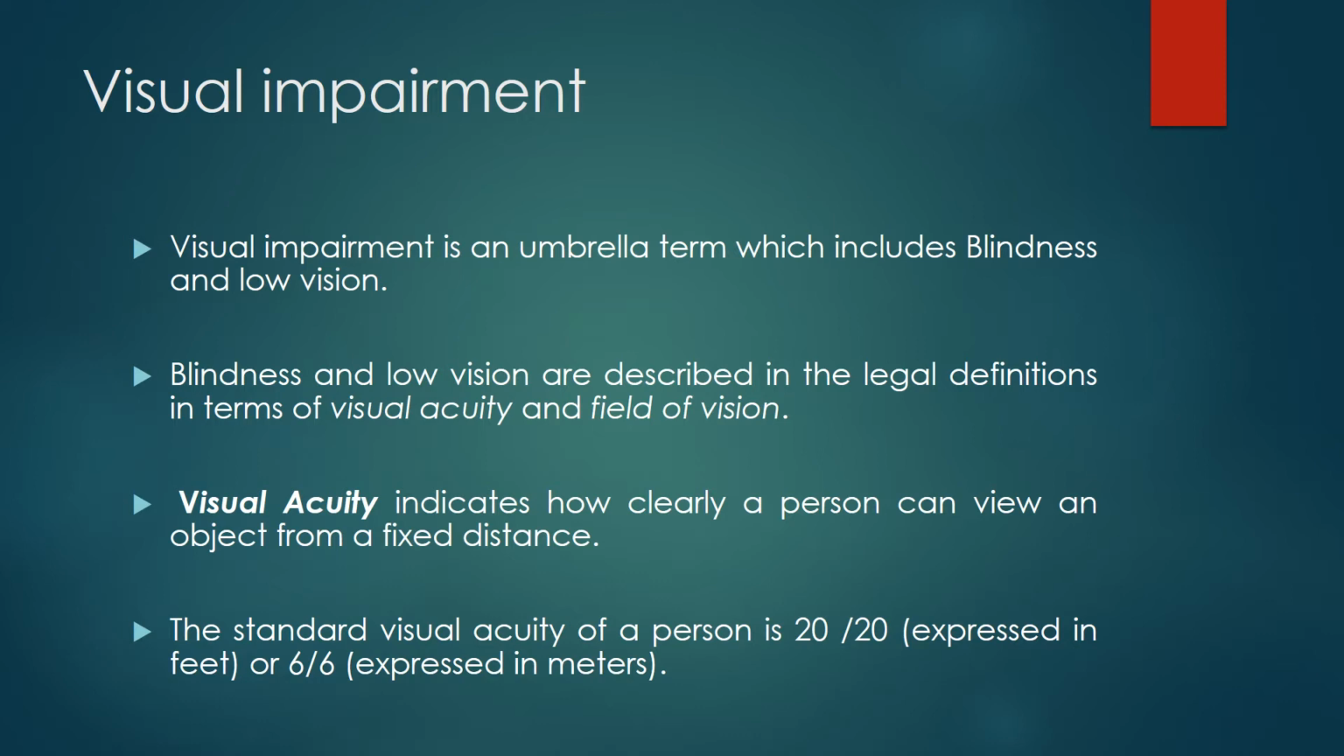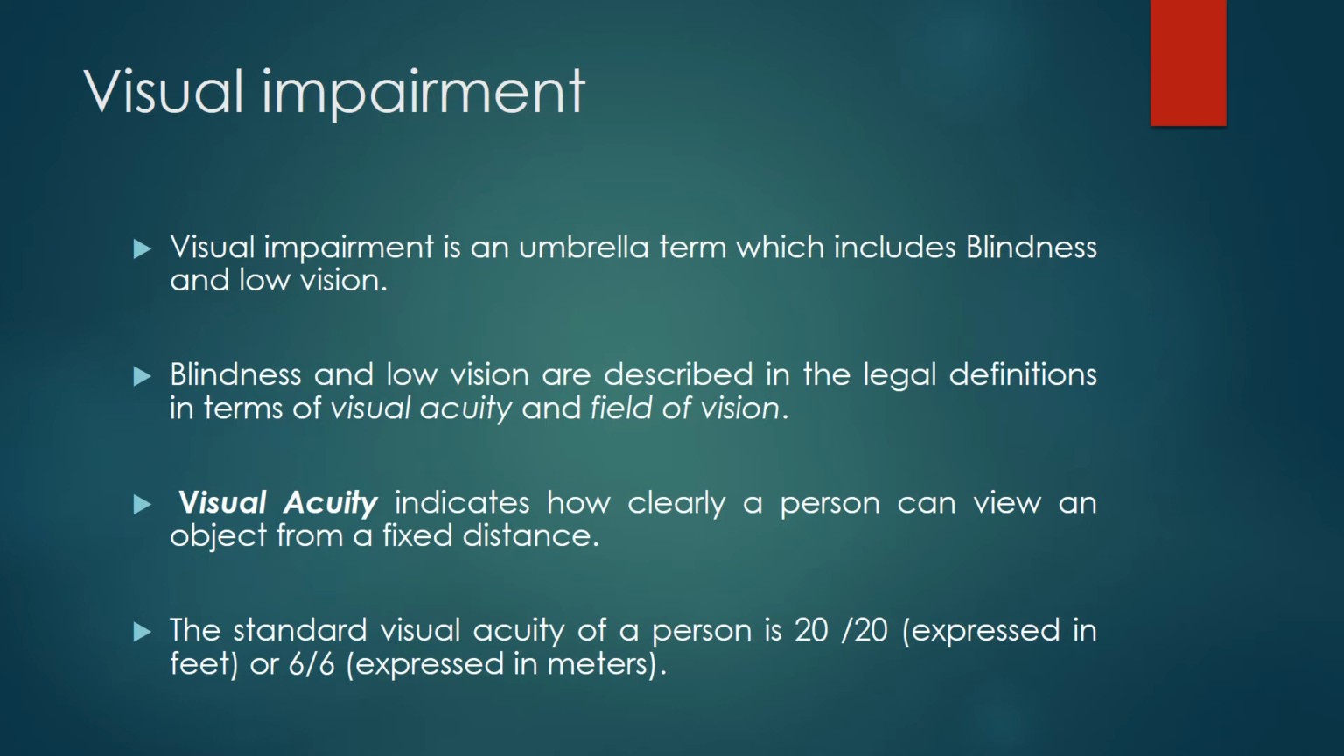First, what is visual acuity? Visual acuity indicates how clearly a person can view an object from a fixed distance. Simply, a person stands and looks in front, and how much distance he can cover, he can see with his own eyes. That distance is known as the visual acuity of that person.